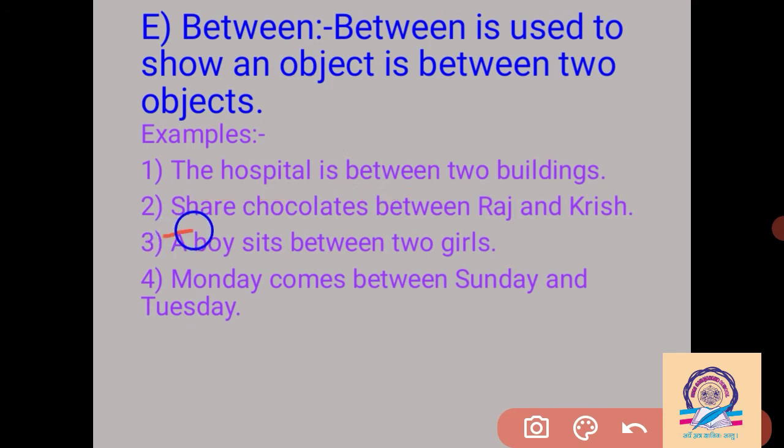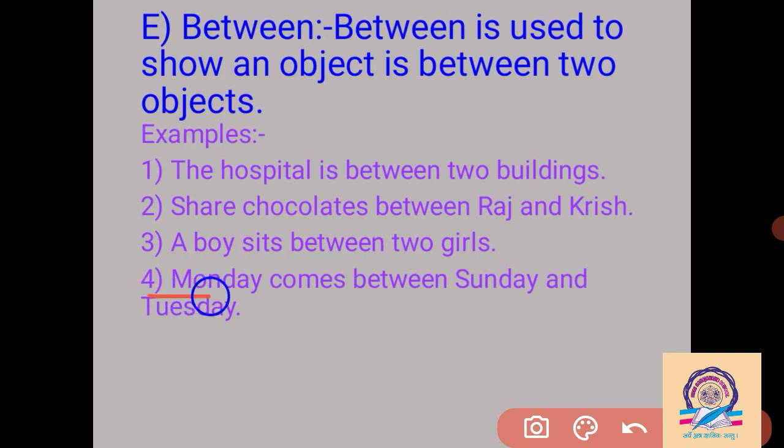Then share chocolate between Raj and Chris. We are talking about Raj and Chris. So between the two, Raj and Chris, we have to share this chocolate. So for two people we have to use between. Then a boy sits between two girls. So here two girls are there, and between the two girls there is one boy sitting. So between two girls we have to use between.